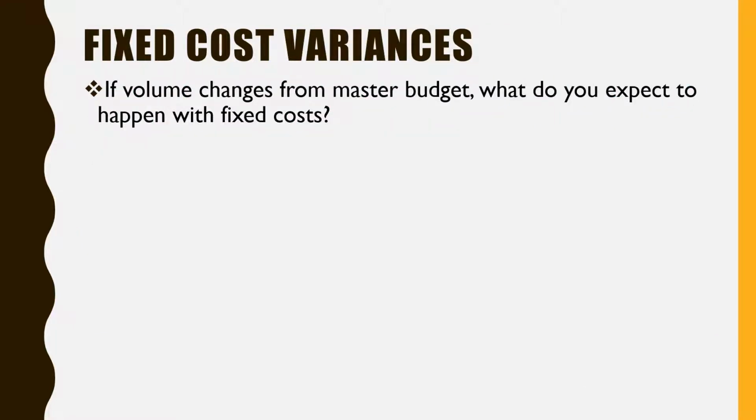Fixed costs are the last ones we want to talk about, and they're different, so you cannot use the table we had before. Finally, fixed cost variances are different because if volume changes from the master budget, what do you expect to happen with fixed costs? And the answer is absolutely nothing. The whole thing that makes it fixed is within the relevant range. When the volume changes, the costs don't change.